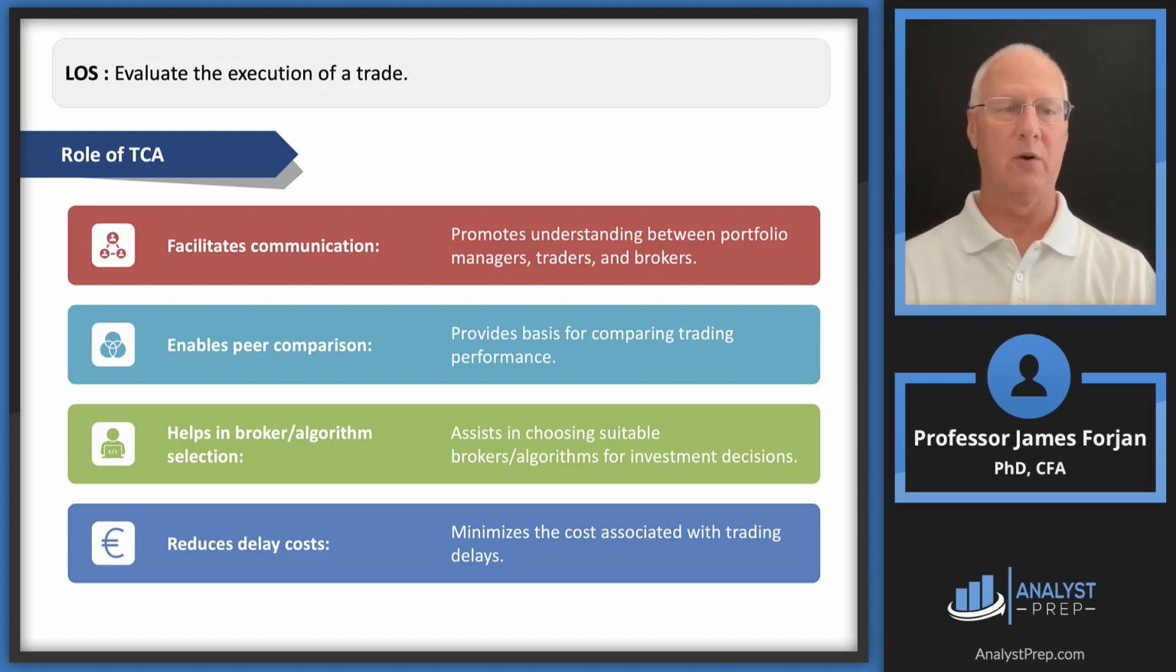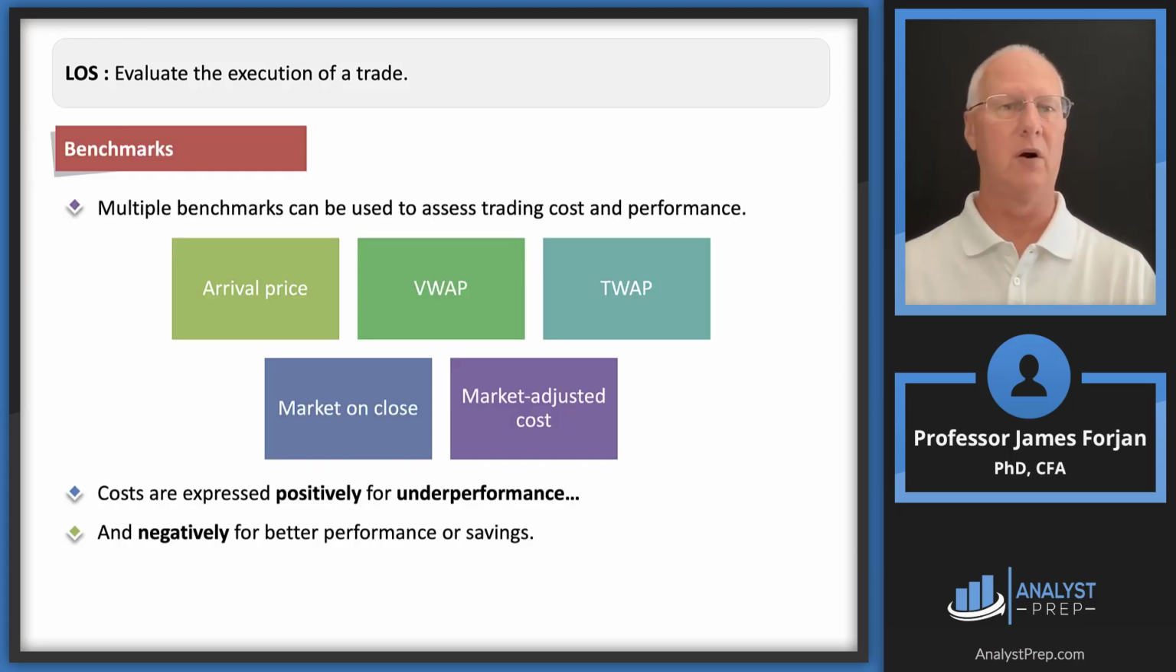So let's take a look at a quick slide here, the role of this TCA. It facilitates communication between and among everybody that's important out there, right? Peer comparison, the Institute loves these, benchmarking. We'll do that here in just a few slides again. It helps in the selection of which algorithm to choose and which broker to choose, and it's probably going to reduce those delay costs. We all know the Institute loves benchmarks, so we'll go ahead and add just a little bit to what we talked about in part one.